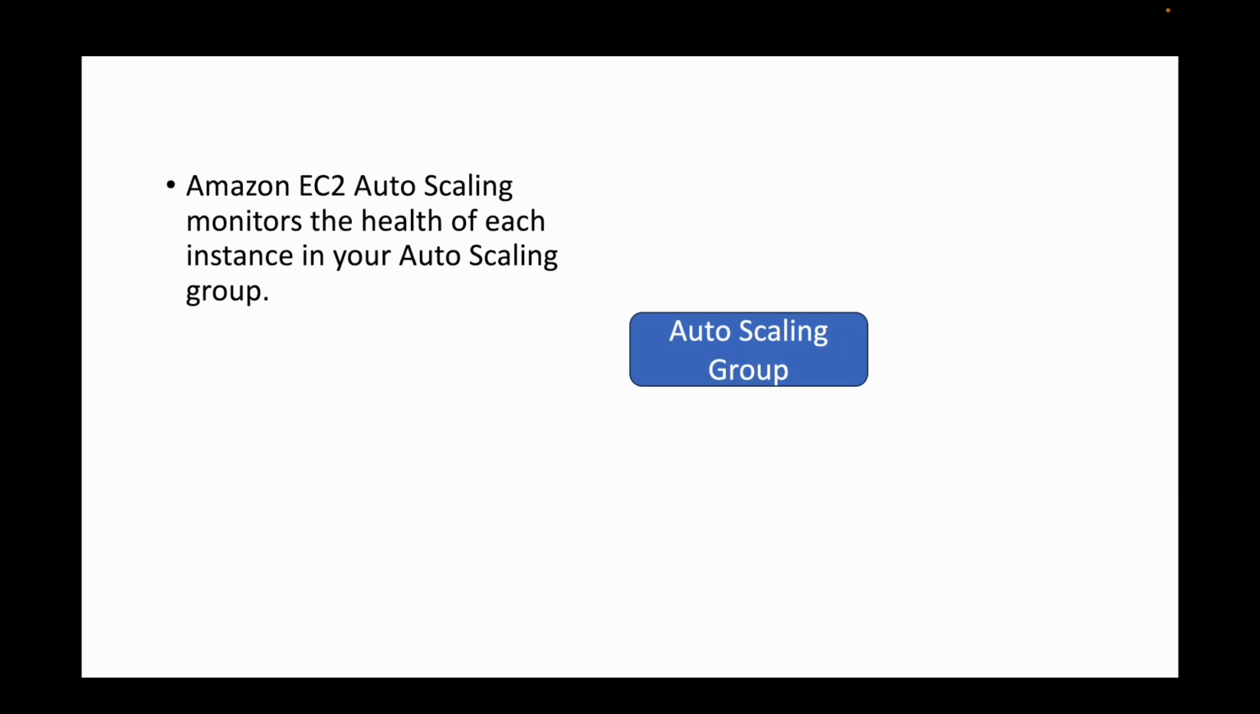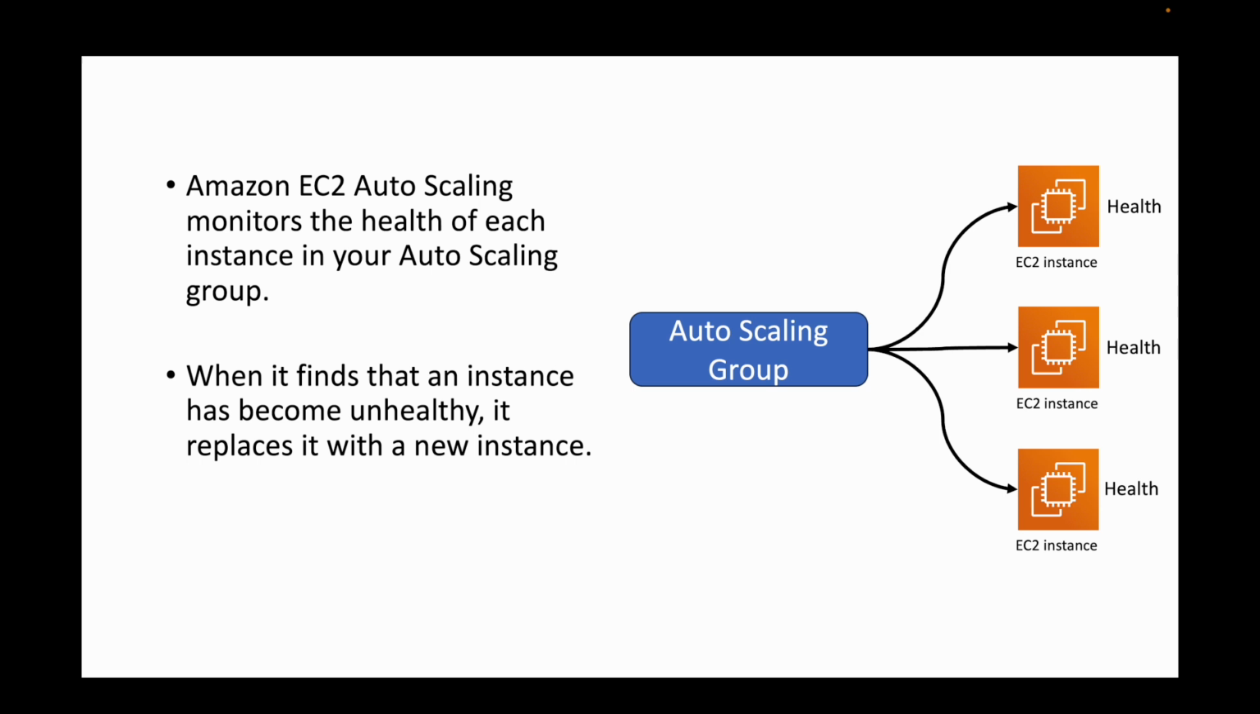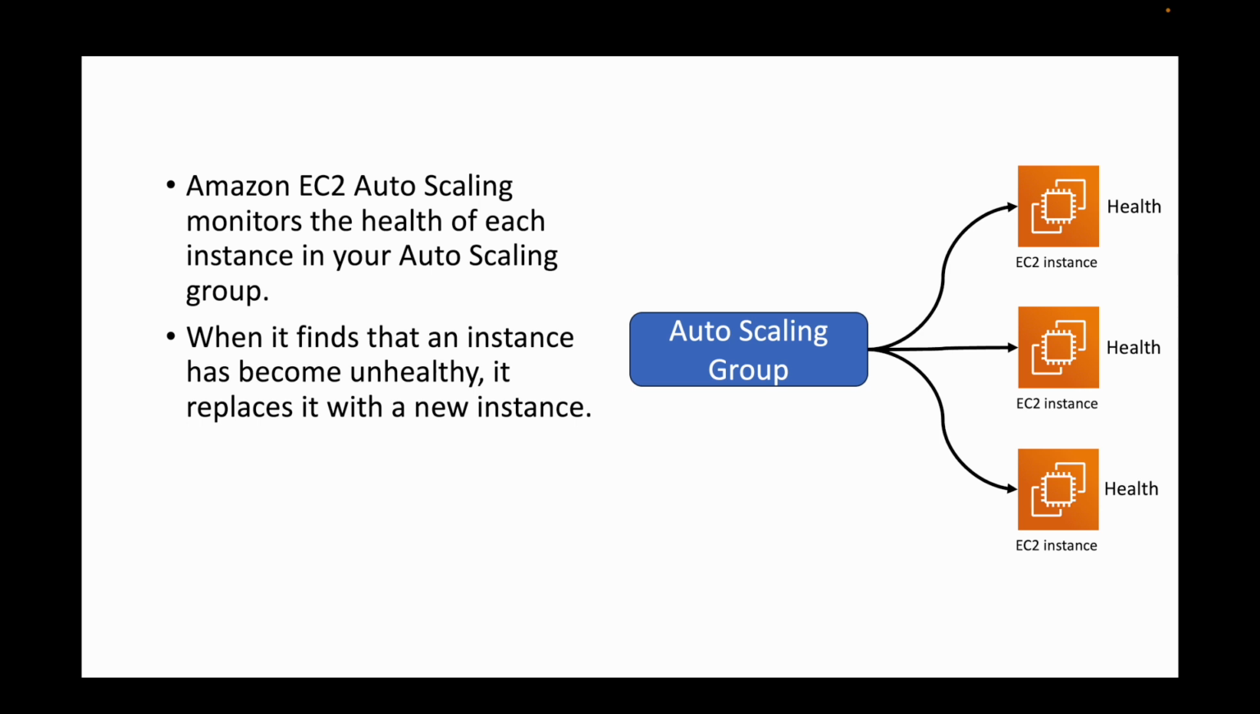So Amazon EC2, like I said, monitors the health of each of these instances in your auto scaling group. And whenever it finds that an instance has become unhealthy, so let's say, for example, this particular instance has become unhealthy, my auto scaling group will replace this instance with a new instance, which is a healthy instance. So that's where maintaining a fixed number of instances can be utilized. No matter what the demand is, no matter what the traffic is, you always want to have a fixed number of instances, then you can go with this option.